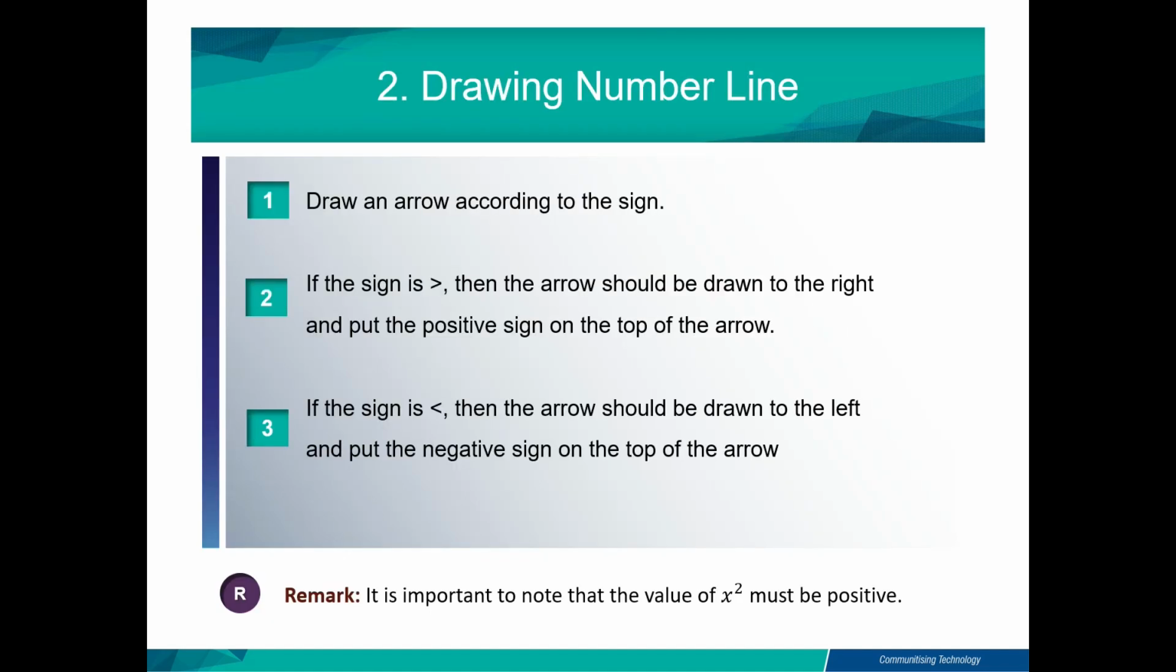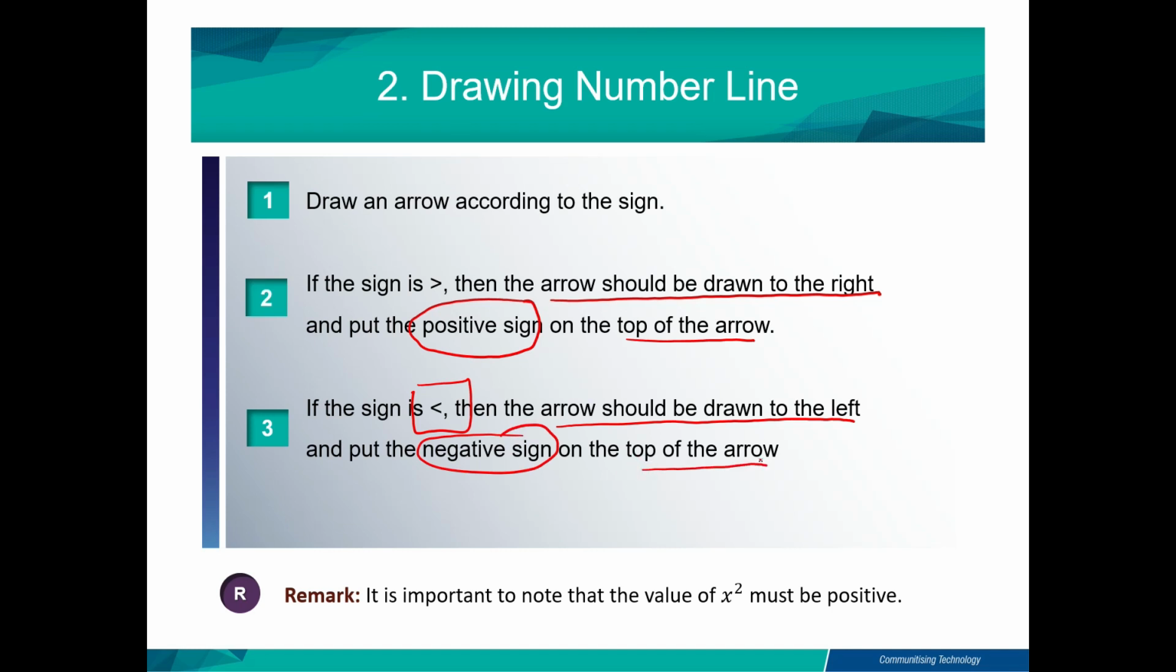Okay, so that is the first method. The second method is drawing the number line. Actually we are drawing an arrow according to the sign. If the sign is more than or greater than, then the arrow should be drawn to the right and the positive sign will be put on top of the arrow. However, if the sign is less than, the arrow should be drawn to the left and the negative sign will be put on top of the arrow.